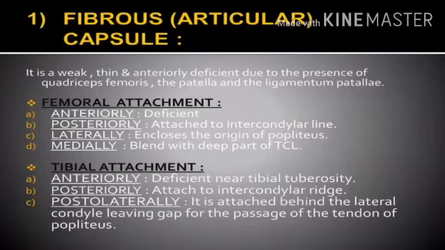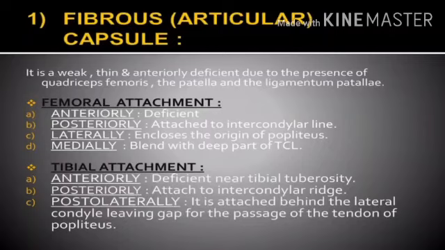Femoral attachment of the fibrous capsule. It is deficient, as I have said, anteriorly. Posteriorly, it is attached to the intercondylar line. Laterally, it encloses the origin of the popliteus muscle, whereas medially, it blends with the deep part of the tibial collateral ligament.